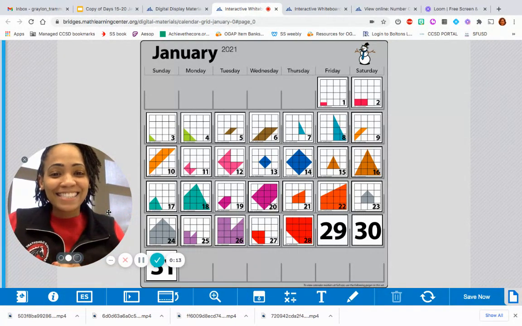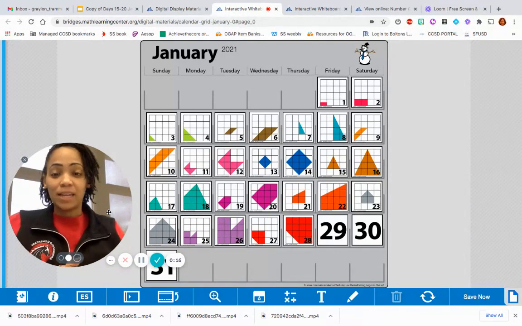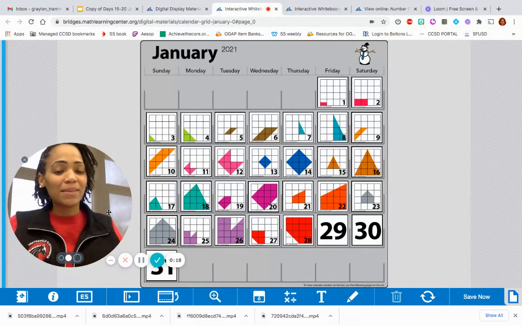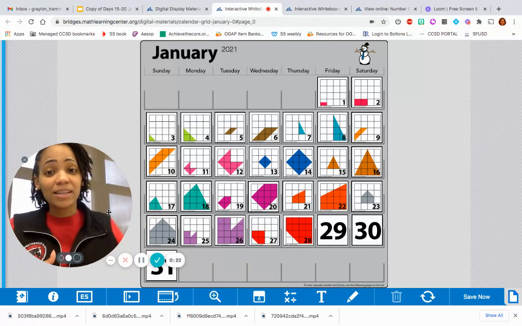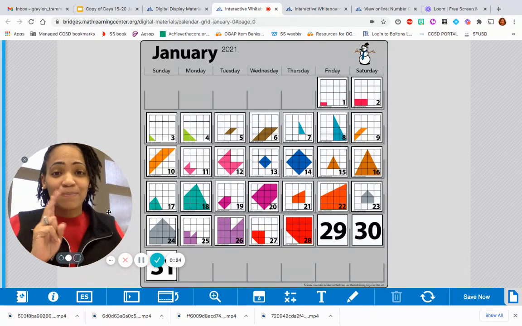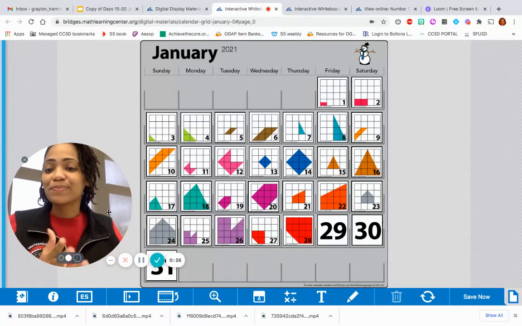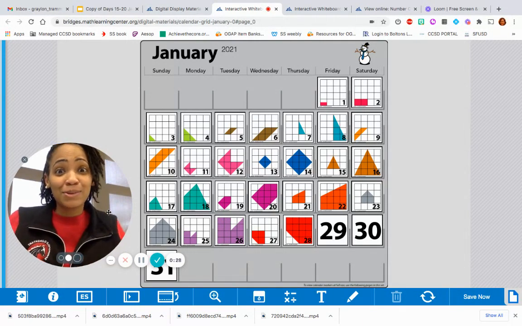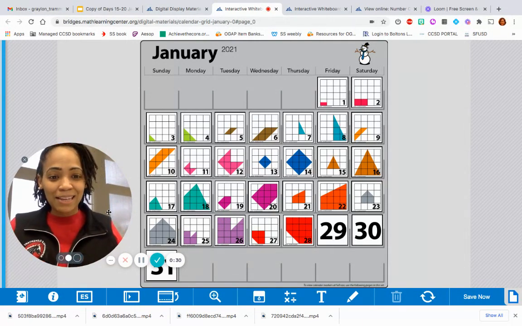It is our last day in January, and it's Friday. What better way to end the month than to end it talking about all the things that we've learned so far this month, specifically with our calendar grid and with Calendar Collector. So join with me. Let's get through it, and then it's the weekend, right?